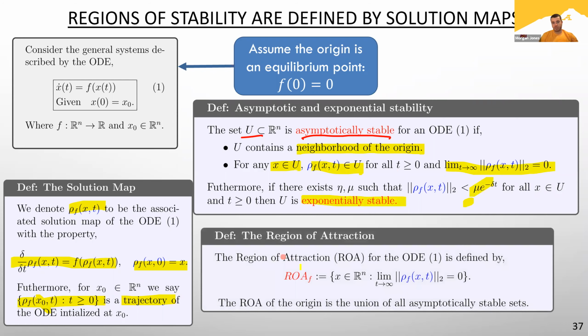So the region of attraction, which you can intuitively think of as a region of stability, is the set of all initial conditions such that the solution map converges to the origin. And you can think of this as the union of all asymptotically stable sets. And we denote it as ROA_f, where the subscript f corresponds to the vector field of the ODE in question.